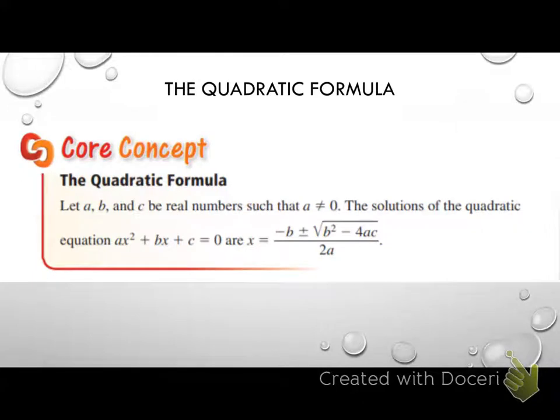Using the quadratic formula. So here is our quadratic formula. You need to have this written down. Let A, B, and C be real numbers such that A is not 0. The solutions of the quadratic equation, ax squared plus bx plus c equals 0, is this formula right here. This is our quadratic formula.